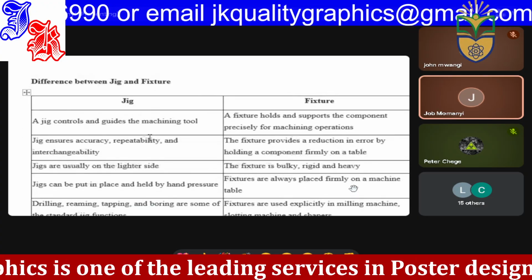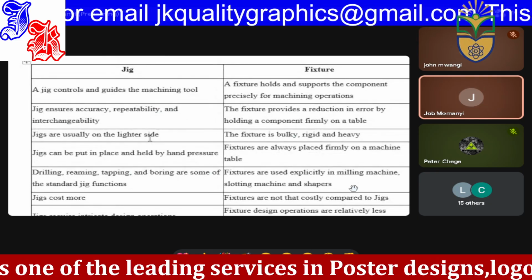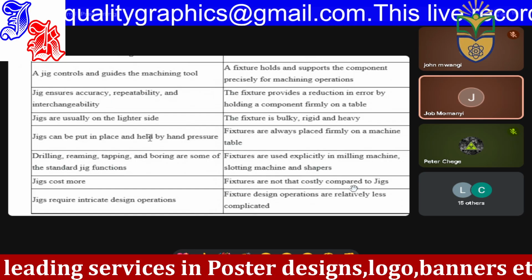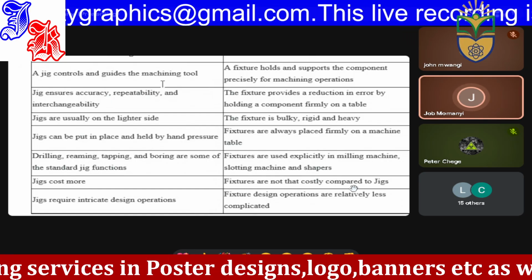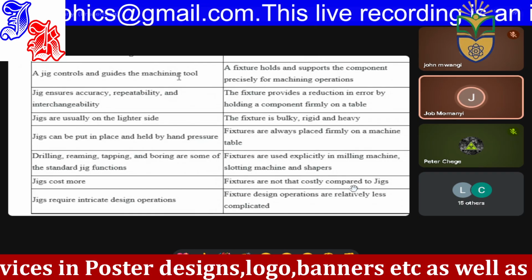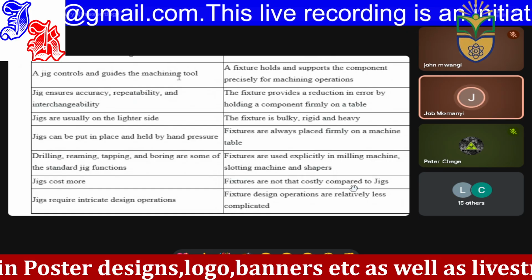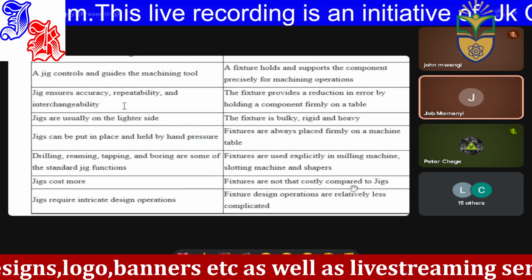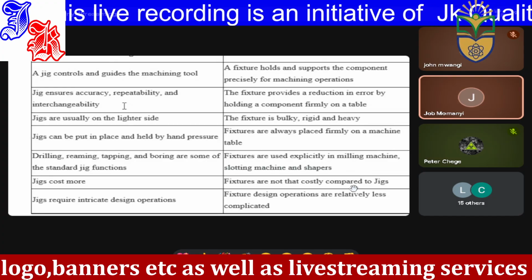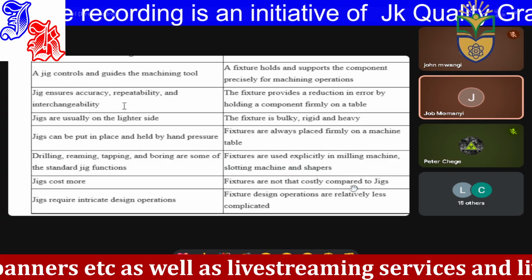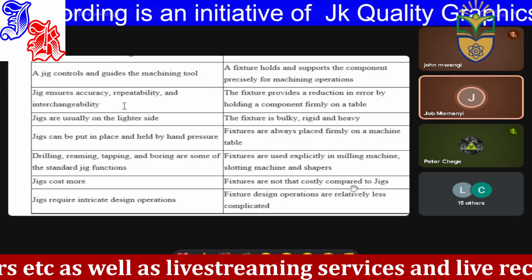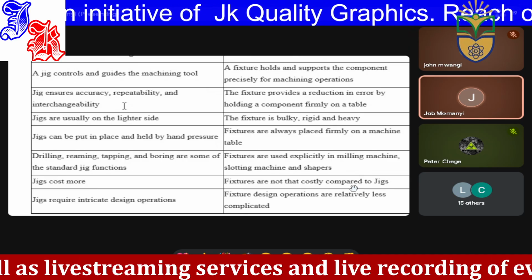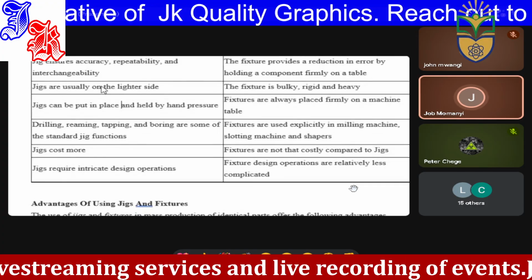We have the differences between the two here. I will just mention maybe probably two, then the rest you will go and check them. A jig controls and guides the machining tool, while a fixture holds and supports the component precisely for machining operations. Jigs ensure accuracy, repeatability, and interchangeability, while the fixture provides a reduction in error by holding a component firmly on the table. So on your own time, you go and check the other differences.